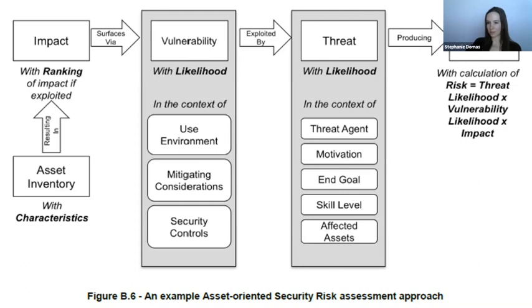What you can see with this flow is that you start by thinking about the assets of the system, the impact if something were to happen to them, and then you trace through the vulnerabilities and the threats, eventually leading to risk. So the idea with asset-oriented is I'm starting with really thinking about the assets of the system.